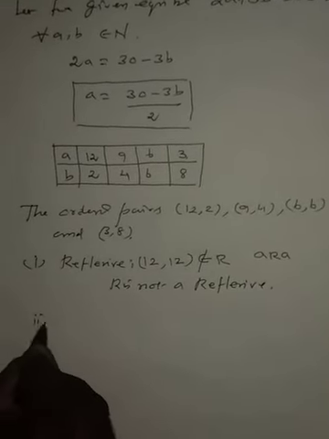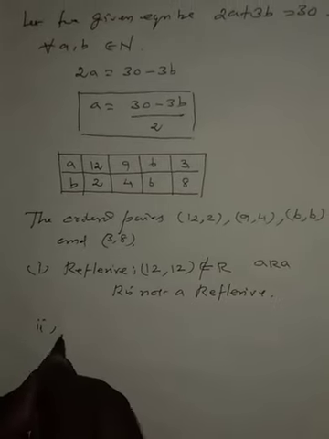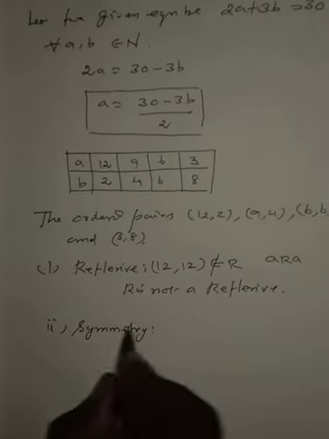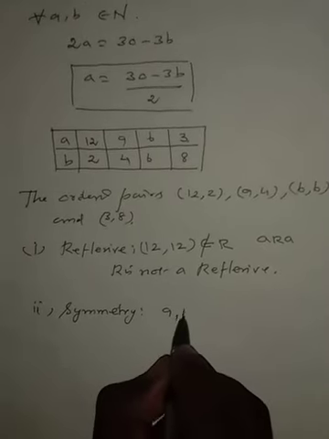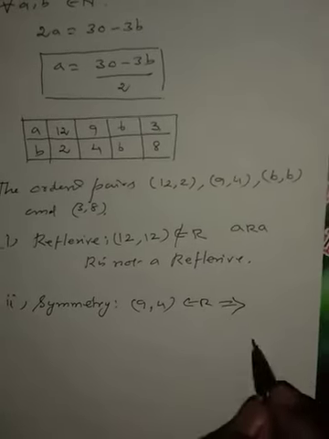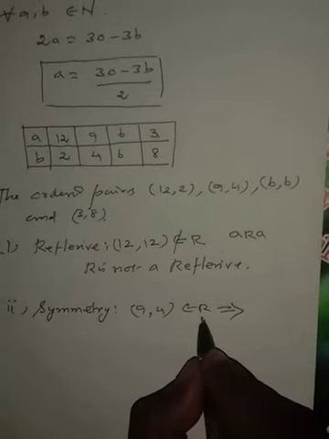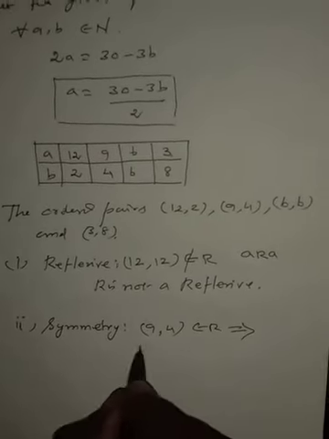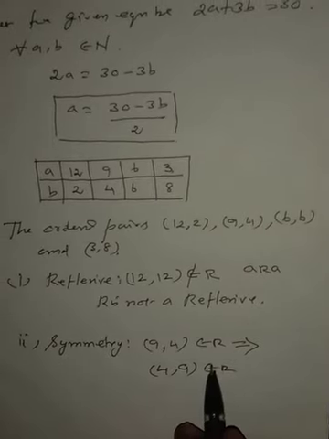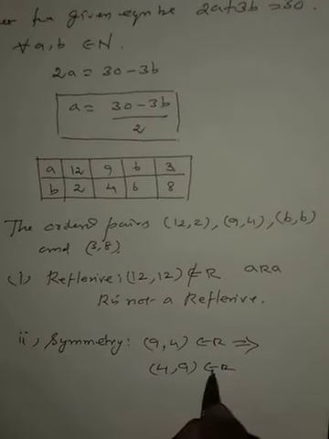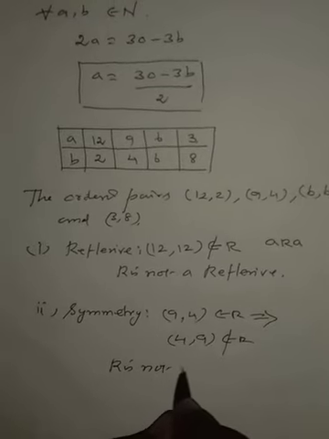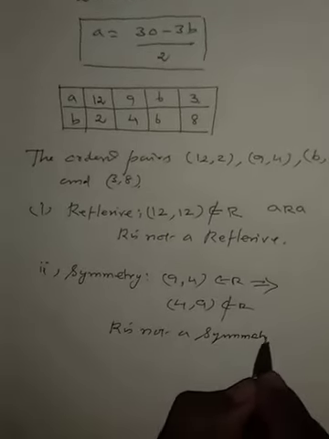Next, subdivision number 2, symmetry. Let (9, 4) belong to R. The condition is (A, B) belongs to R implies (B, A) belongs to R. So (4, 9) should belong to R. But (4, 9) does not belong to R. In this case there is no such pair, therefore it does not belong to R. So R is not symmetric.